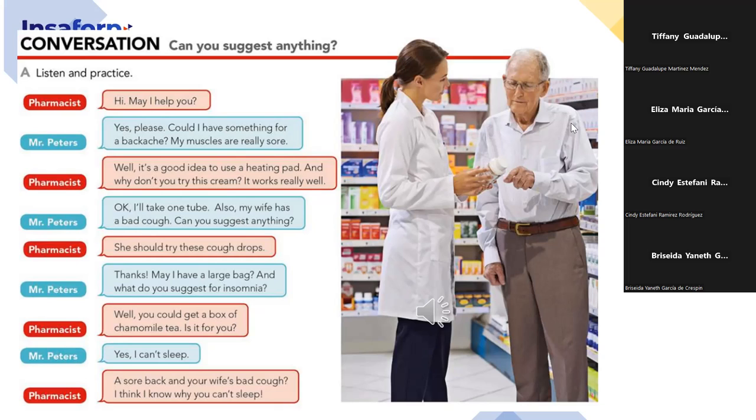Also, my wife has a bad cough. Can you suggest anything? She should try these cough drops. Thanks. May I have a large bag? And what do you suggest for insomnia? Well, you could get a box of chamomile tea. Is it for you? Yes, I can't sleep. A sore back and your wife's bad cough? I think I know why you can't sleep.